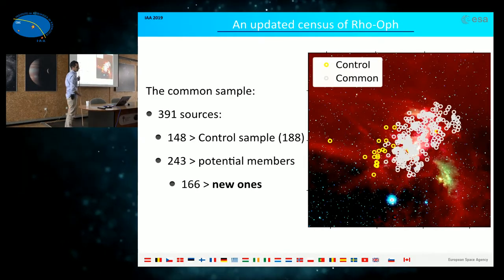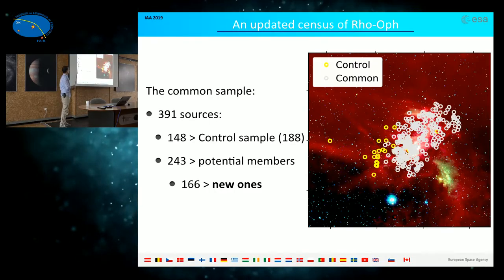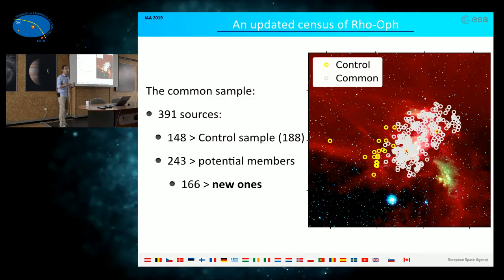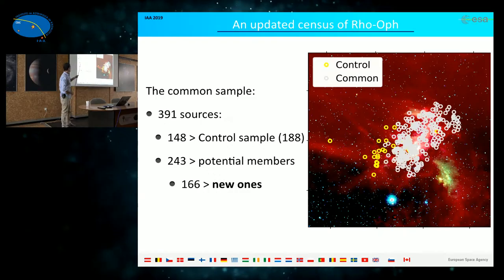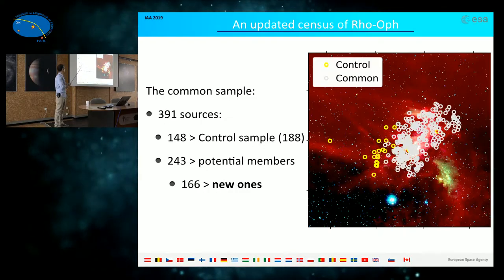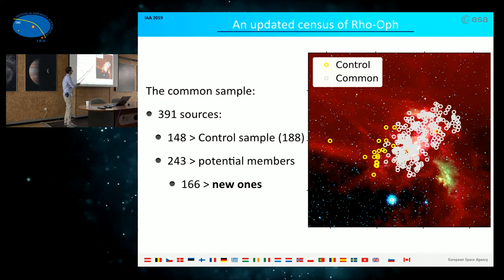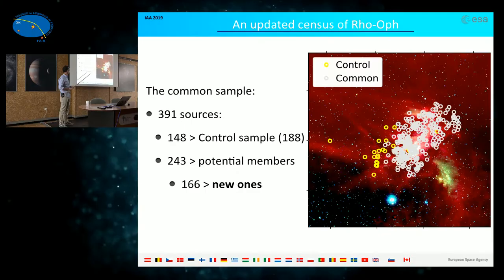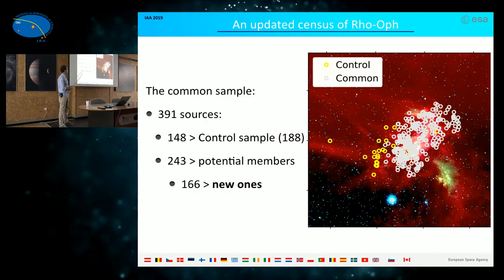So, to resume, I decided to work with a common sample, again, only the members simultaneously identified by the three algorithms. Nearly 400 sources, and out of it, 148 belong to the control sample that contains 188, so something like 85% of the control sample. And then we end up with 243 potential members.